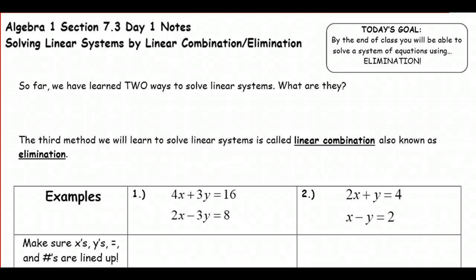Solving linear systems by linear combination, also known as elimination. So far, we have learned two ways to solve linear systems. The first way that we have talked about is graphing. Remember, to solve a linear system by graphing, we want to see where the two lines intersect, and that ordered pair is the solution to the linear system.